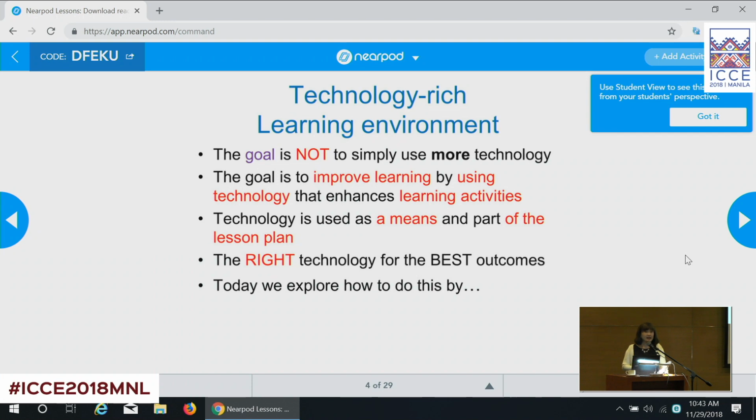So today, in my presentation, we are going to explore how to develop such a technology-rich learning environment by examining very carefully a step-by-step process for making decisions about what technology to use and how to use it.